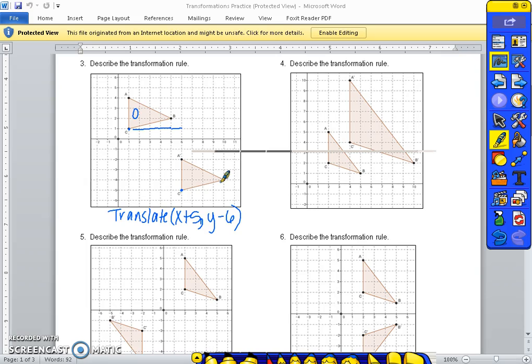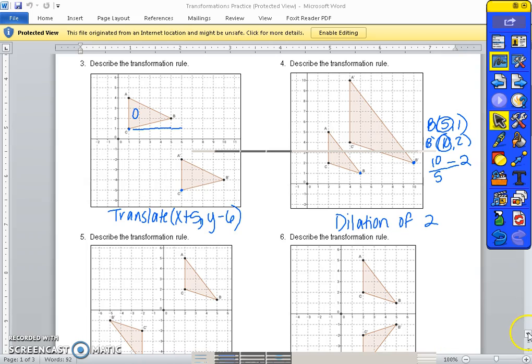All right, number 4. These are definitely similar and not congruent, so I know this is going to be a dilation. 5, 1 is my coordinate for B. 10, 2 is my coordinate for B prime. And I have to say, what am I multiplying this coordinate by to get to this point? So I take my new x, divide by my old x, and 10 divided by 5 is 2. So this is a dilation of 2.